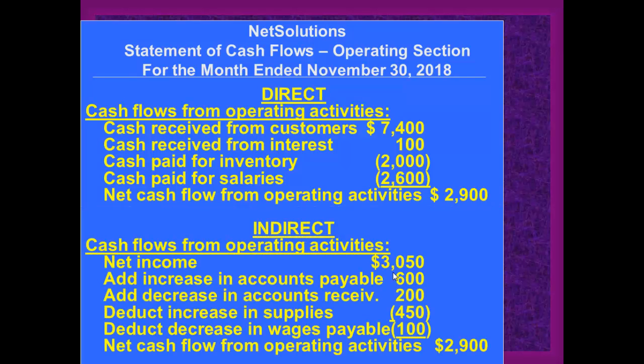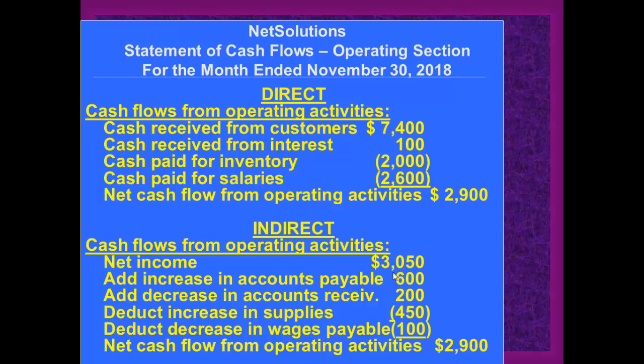Here's the indirect method. Operating section. Net income. Okay, we get net income, right? We're going to add an increase in accounts payable, and we're going to add a decrease in accounts receivable. I'm going to subtract an increase in supplies, and I'm going to subtract a decrease in wages payable. Still come up with 2,900. Do you understand that one?